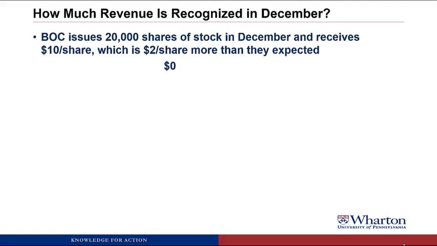The answer is 0. Companies can only record revenue when they provide goods or services. They can never, ever record revenue from selling shares of their own stock. It doesn't matter what the proceeds of the stock issuance were, whether they were more or less than expected. You just simply cannot book revenue on issuing your own stock. Revenue is only booked when you provide goods and services.